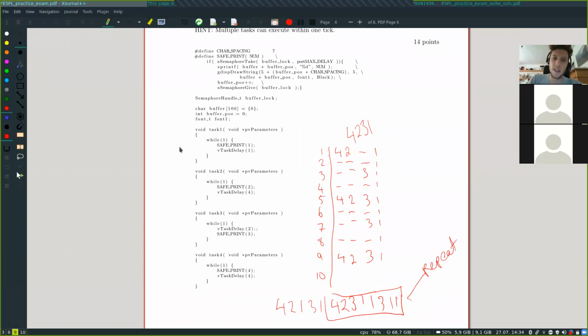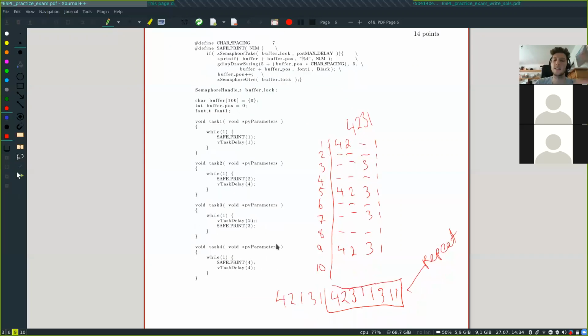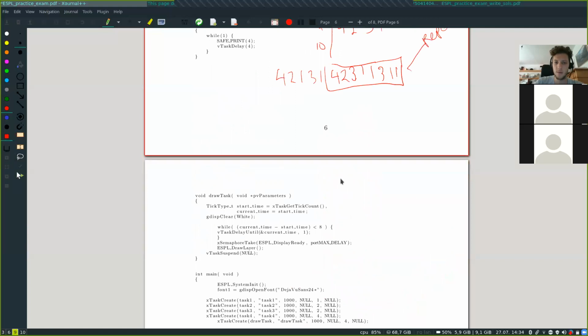And this SafePrint is what I use. And I have a buffer lock, which just means I have a character array where I'm writing this to, that I'm printing to the screen. It's like a buffer. And because I have four tasks that I'll write to the screen, I need to lock it. So I'm just taking this buffer lock, which must be a mutex that I've initialized. So I create it somewhere. Maybe.